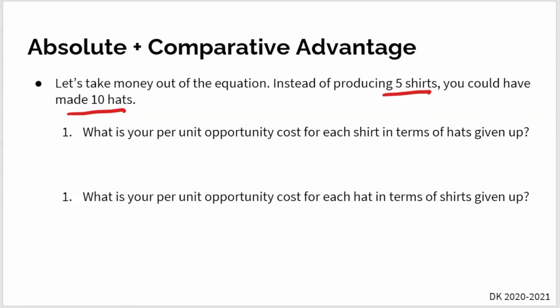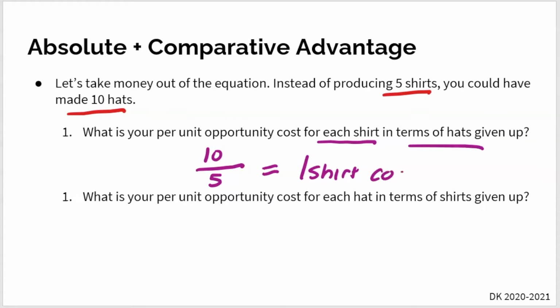Well, what are we giving up? It's asking for the opportunity cost for each shirt in terms of hats given up here. And so here, we're gaining 5 t-shirts, and we're giving up 10 hats. So here, one shirt costs 2 hats.